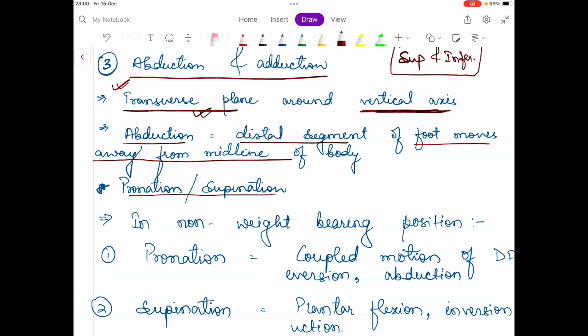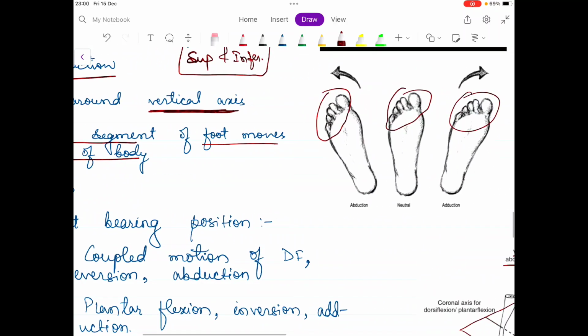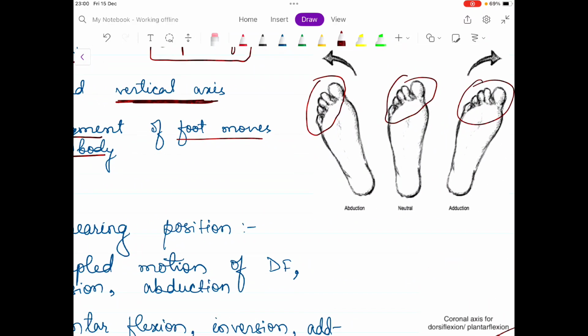away from the midline of the body. As you can see here in this abduction, the midline of the body will somewhat lie here between the legs. So as you can see, it is moving away from the midline. This one is the midline of the body.